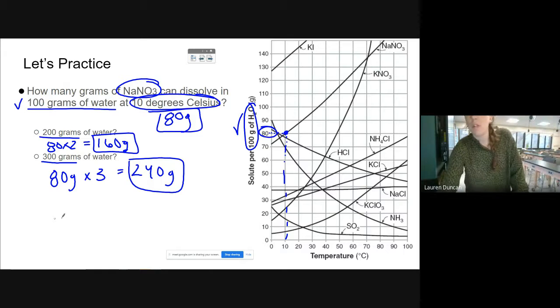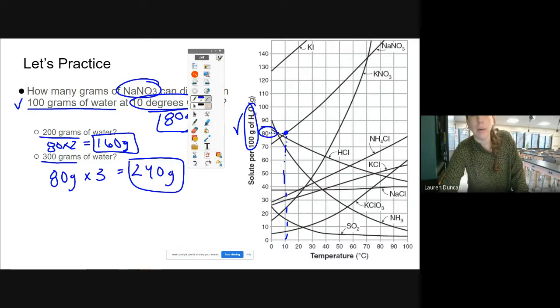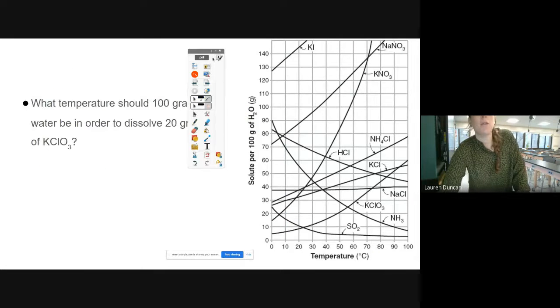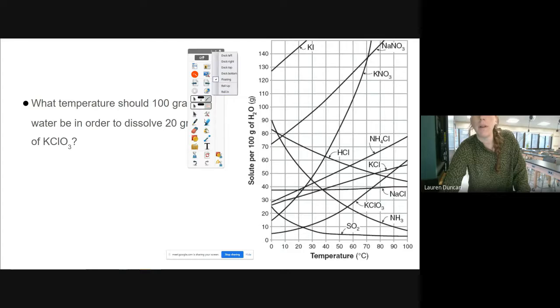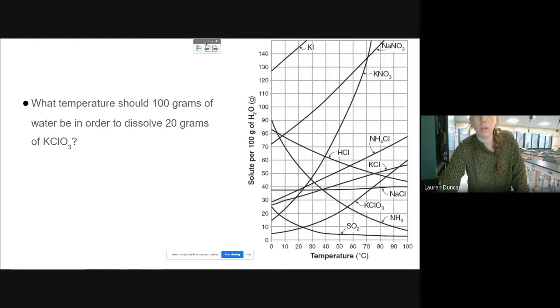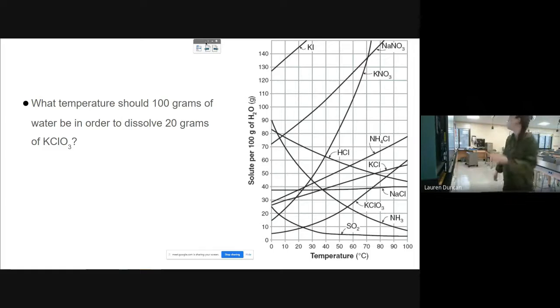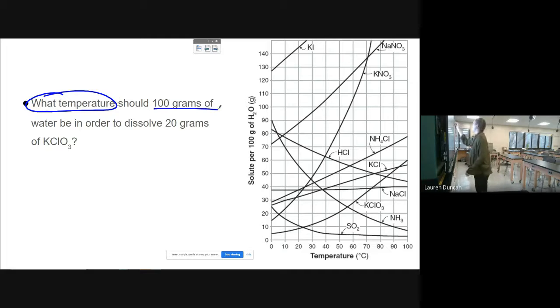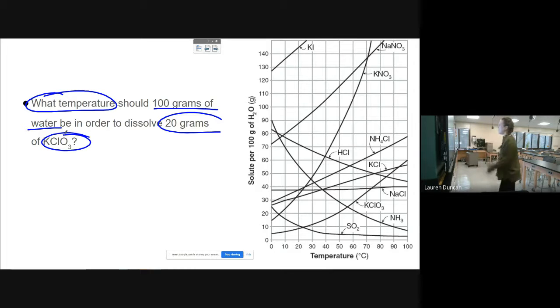Okay, so that can be one tricky thing. They can ask you to go the other way. They can give you the amount of solute and ask you what temperature you could dissolve all of that solute at. So what temperature should 100 grams of water be in order to dissolve 20 grams of KClO3?